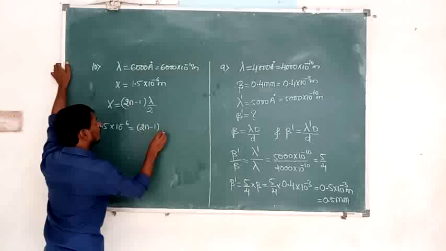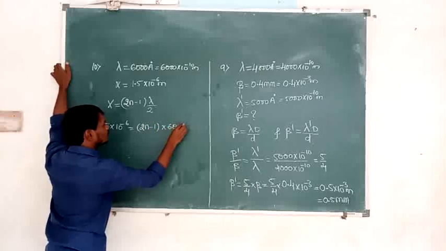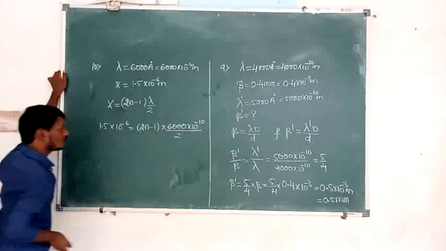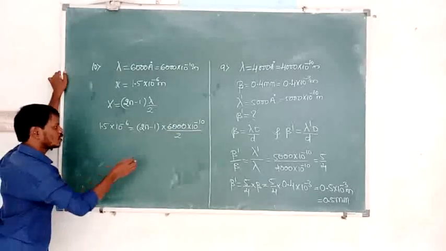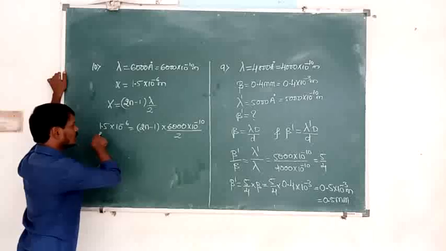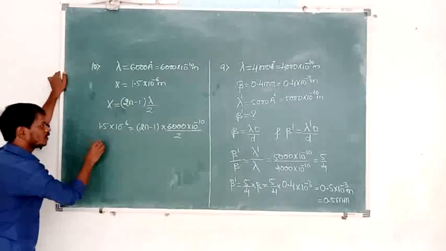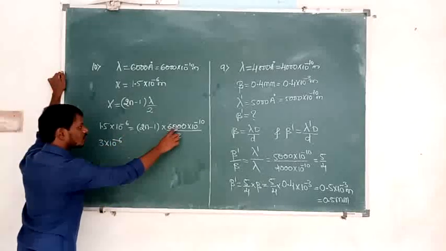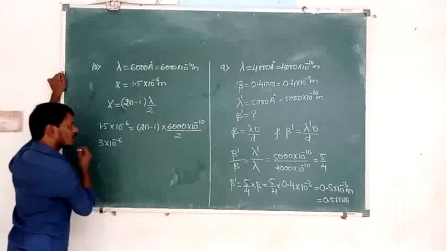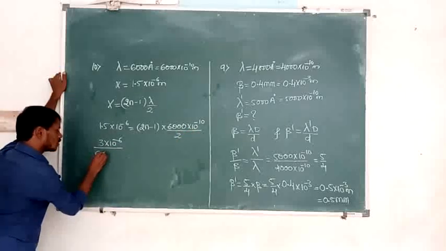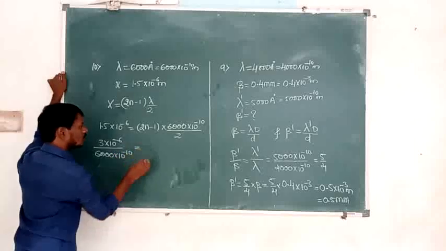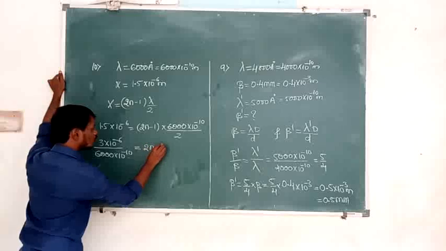2n minus 1. Lambda is how much? 6000 into 10 to the power of minus 10 divided by 2. So I am solving this one, so you will get the answer. I will take this 2 to the left hand side: 2 into 1.5, that is 3, so 3 into 10 to the power of minus 6. And I will take 6000 into 10 to the power of minus 10 to the left hand side, that divides 6000 into 10 to the power of minus 10. So here that is 2n minus 1.